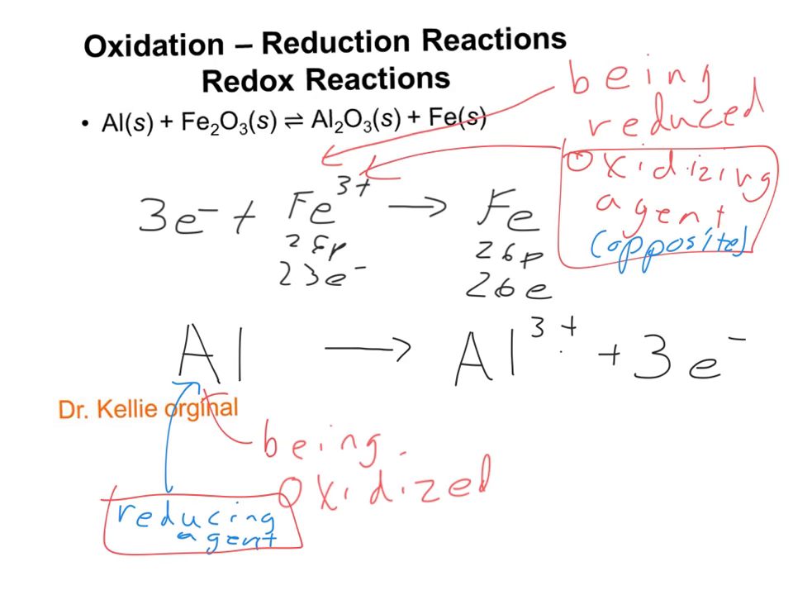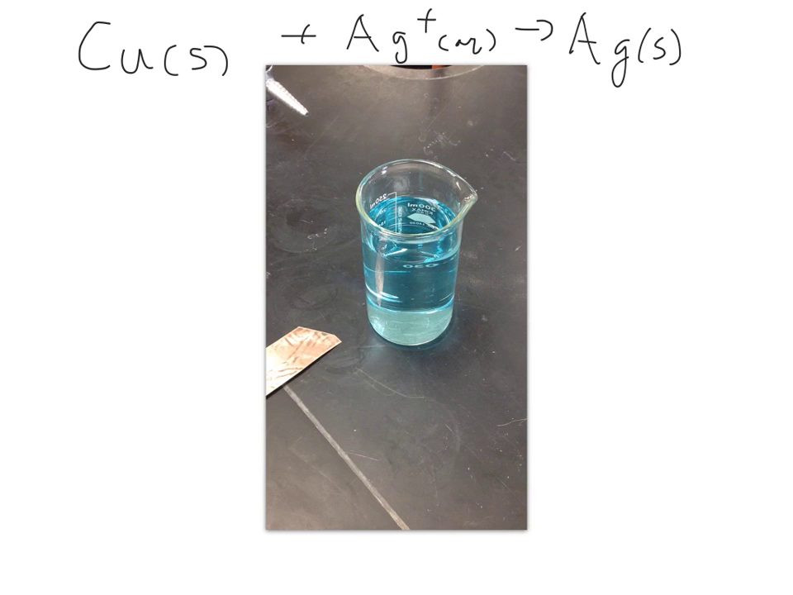Let's cut through the clutter here. Let's look at another example. In this example, we're going to react copper solid with aqueous silver. And the result will be our silver coming out of solution as a solid and copper entering solution. Let's go ahead and balance it. I may change my mind again in a second, but let's balance it for now. And that's the reaction we're going to view here.